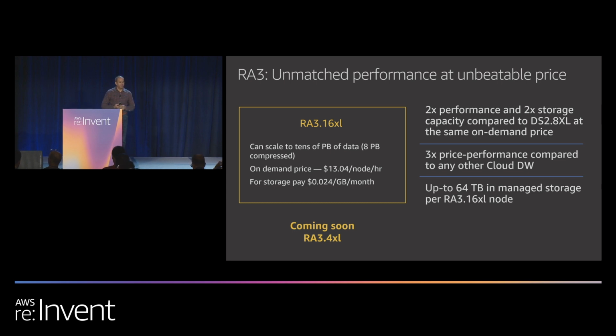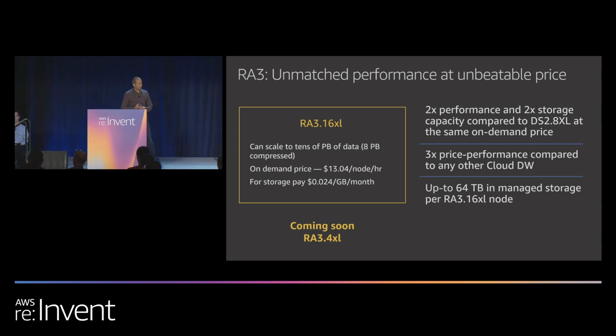What can you expect? When you compare this node type to the current dense storage type, DS2, for a price equivalent comparison based on the on-demand price of DS2, you will get up to 2x the performance and twice as much storage capacity for the same price. And compared to other data warehouses, still 3x price performance. Each RA3 16XL node has a quota of 64 terabytes per node in the managed storage.